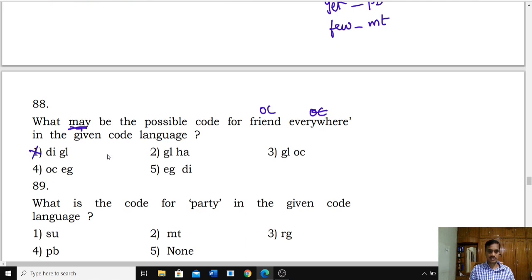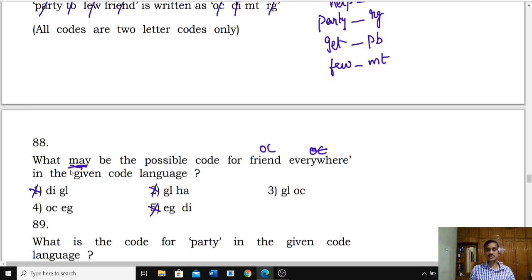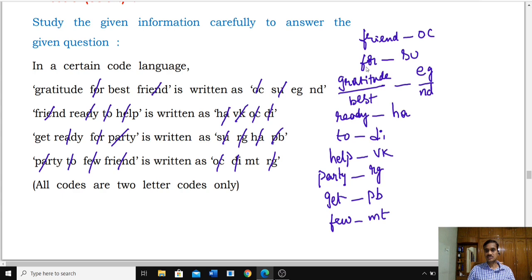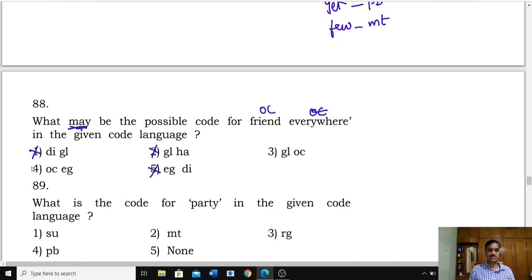OC ఇక్కడ లేదు, చాయిస్ 1 రూల్డ్ అవుట్, చాయిస్ 2 రూల్డ్ అవుట్, 3, 4, 5 is also ruled out. OC తో పాటు GL అవ్వచ్చా, ఈజీ అవ్వచ్చా? ఈజీ మనకి ఆల్రెడీ గ్రాటిట్యూడ్ కైనా బెస్ట్ కైనా, కనుక ఎవ్రీవేర్ కి అయితే అవ్వదు. కనుక ఈజీ ఈజ్ రూల్డ్ అవుట్, హెన్స్ GL is the answer. Hence GL OC can be the code to the word friend everywhere. అందుకే can అంటాం, possible code. Choice 3, question number 88.